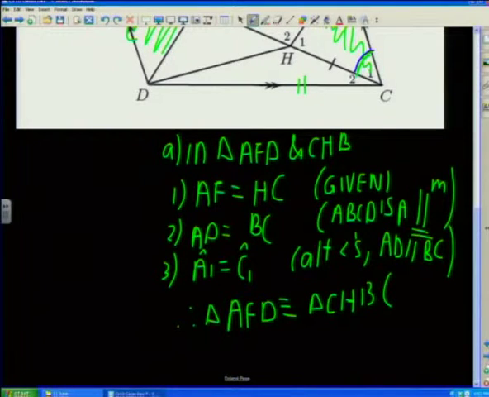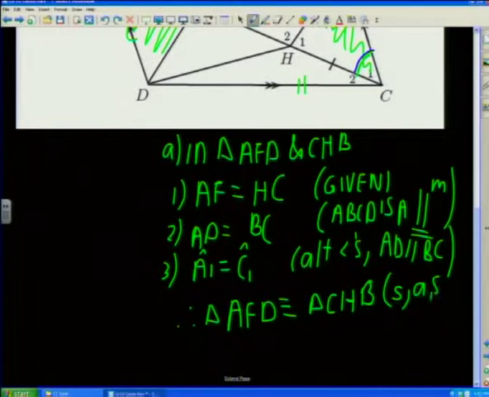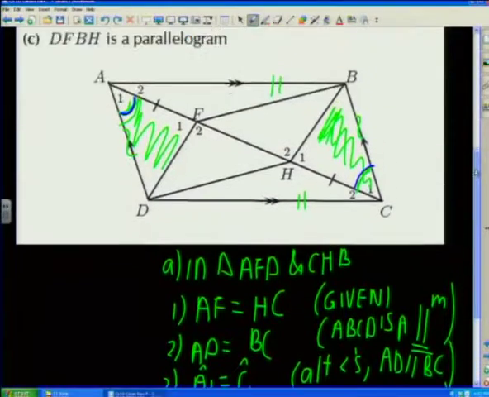The reason there: side, and you can just write it like this, SAS, side, angle, side. All right, so we've done the first part. We've proved that those two are congruent.